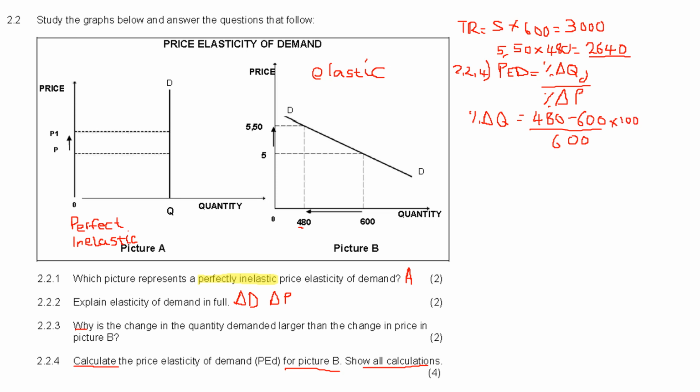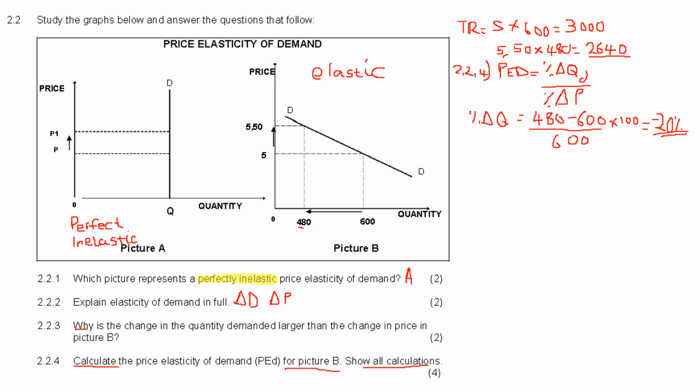If you punch it, your answer is minus 120, because 480 minus 600 is minus 120, divided by 600, that's 20%. So this one is a negative 20%. That's our percentage change in quantity demanded.